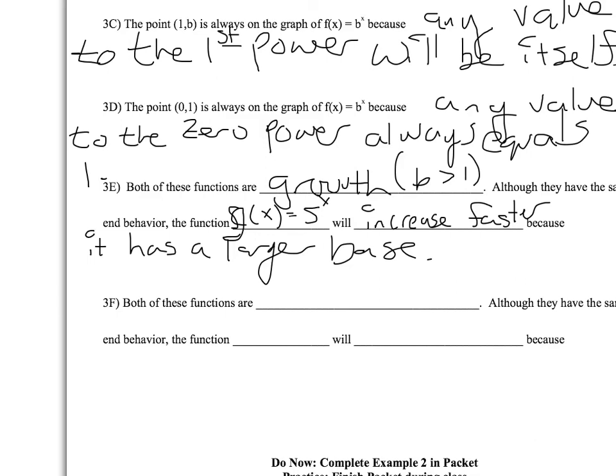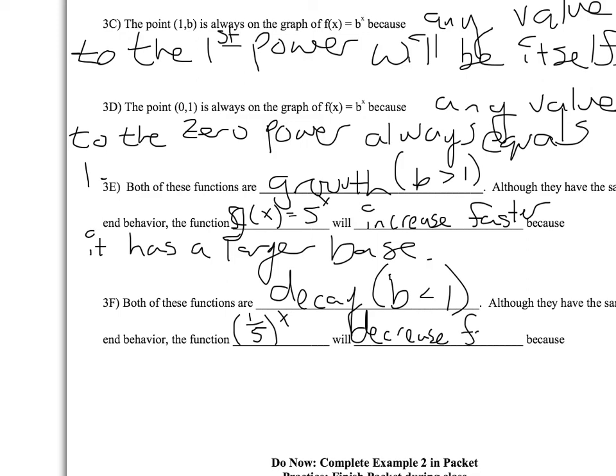3f. This time we have f of x is 1/3 to the x power, and g of x is 1/5 to the x power. Both of these functions are decay. And the reason is because the b value is less than 1. It's a fraction. Although they have the same end behavior, the function 1/5 to the x will decrease faster, because it has a smaller base. 1/5 is smaller.